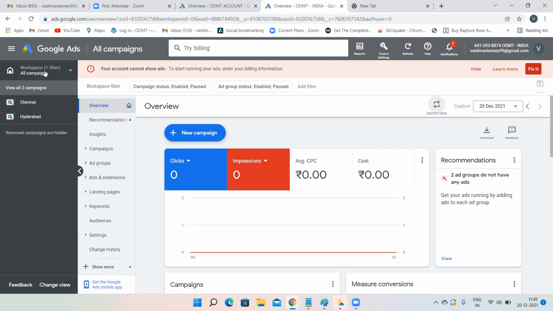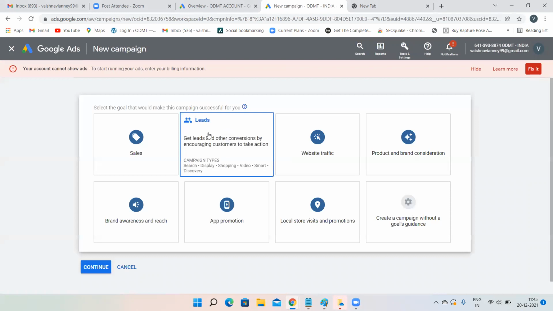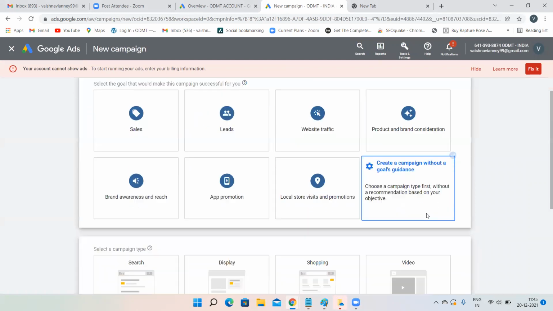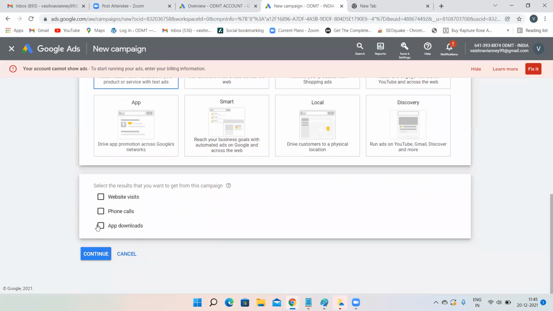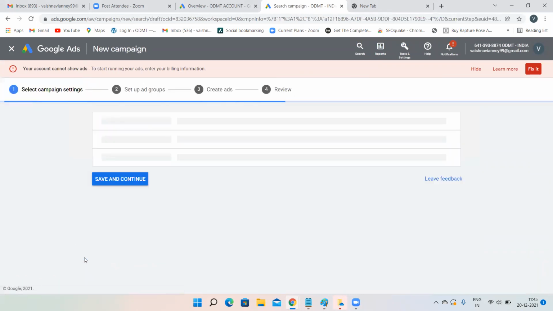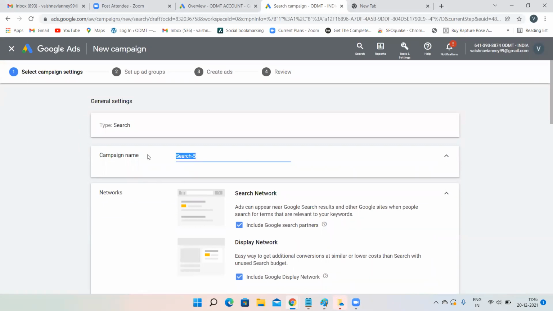Now, Pranita, tell me, I have created Chennai and Hyderabad. Now I want to create Bangalore campaign. How should I create a Bangalore campaign? Where should I click on? New campaign. Yeah, new campaign. Do not select anything. Create a campaign without a goal. Then we are creating a search network advertisement. So click on search. Don't select anything. Click on continue. After clicking on continue, give some name over here. I'm giving Bangalore.